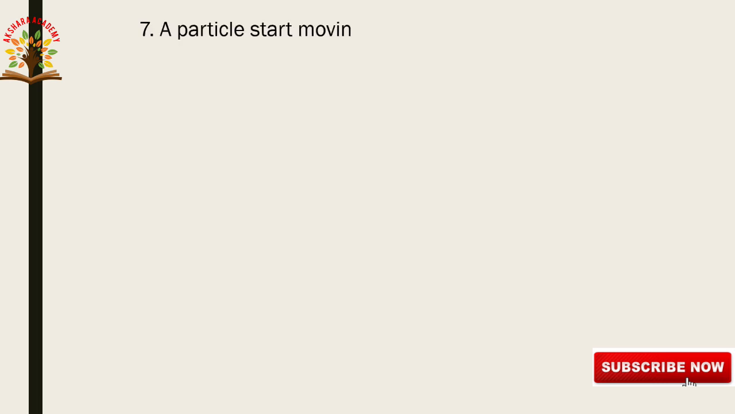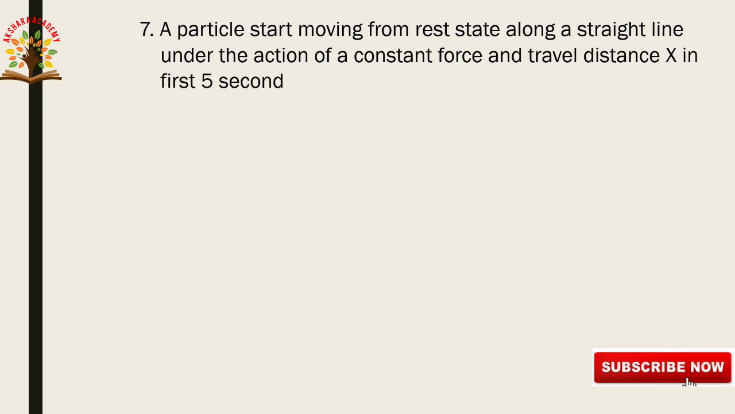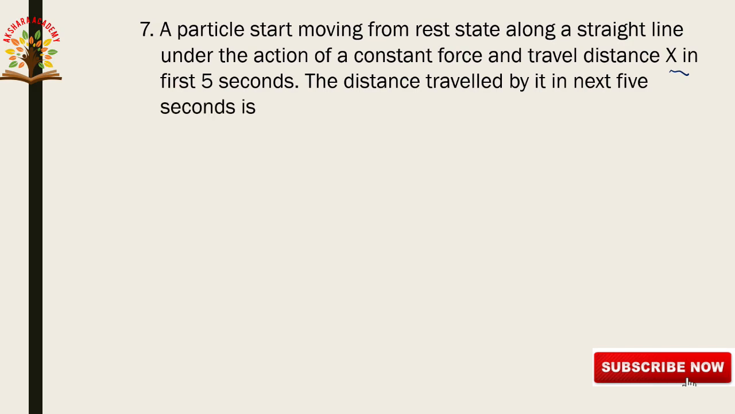Seventh one. A particle starts moving from rest along a straight line under the action of a constant force and travels distance x in the first 5 seconds. The distance travelled by it in the next 5 seconds is... Here the body starts from rest. A particle starting from rest moves with a constant acceleration. Then the distance travelled in equal time intervals will be in the ratio of odd numbers.